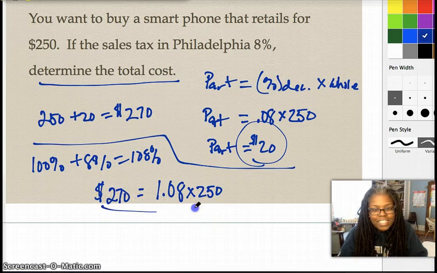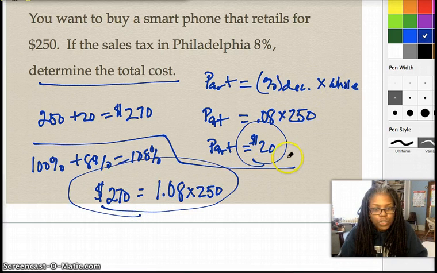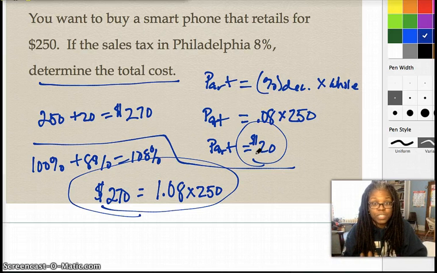So what I've done is I've made the process a little bit shorter. Instead of letting it be a two-step problem, it was just one step. If I'm going to be charged an additional 8% on the 100%, the original price, I'm just going to write it as 108%, find that out, and I have my answer.